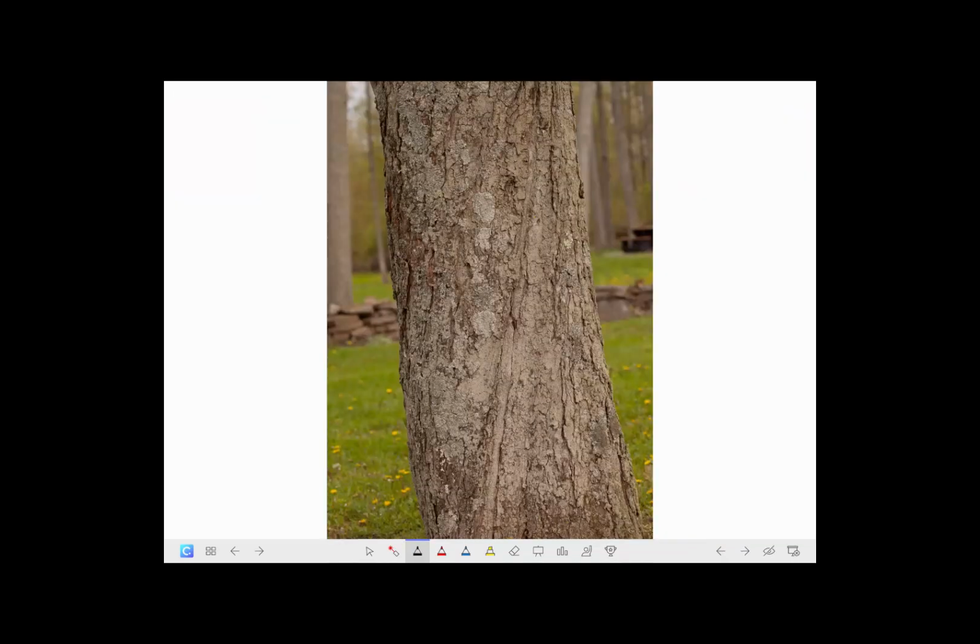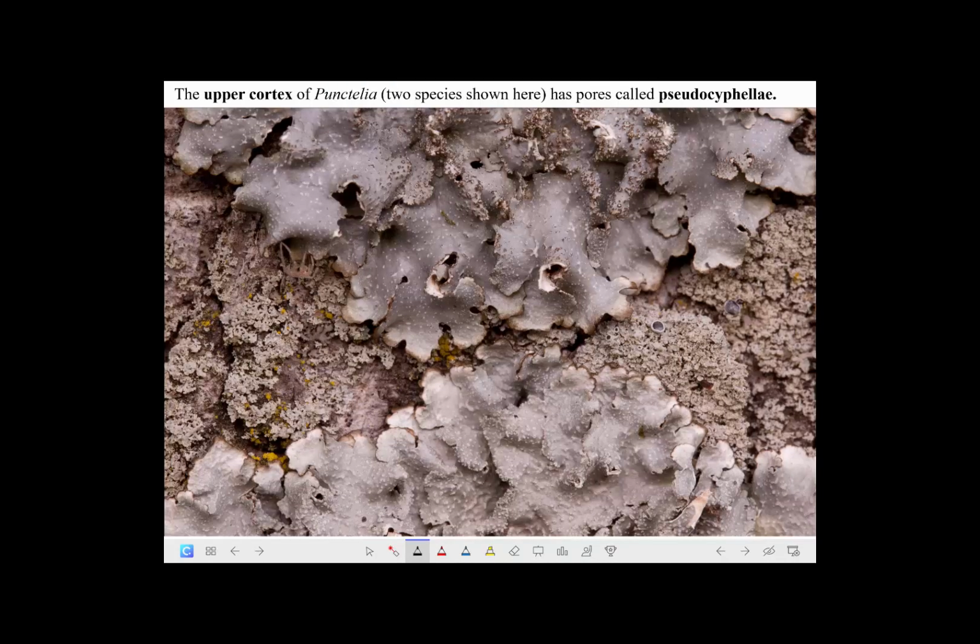Here are 2 lichens on a tree. And here's a close-up, again showing another hand lens or naked eye feature of lichens that is useful in their identification. These are these little white flecks, these little specks that are breaks in the upper cortex. They're called pseudocyphellae. They kind of look like soredia, but there's nothing coming out of them. They're just little breaks in the upper cortex.